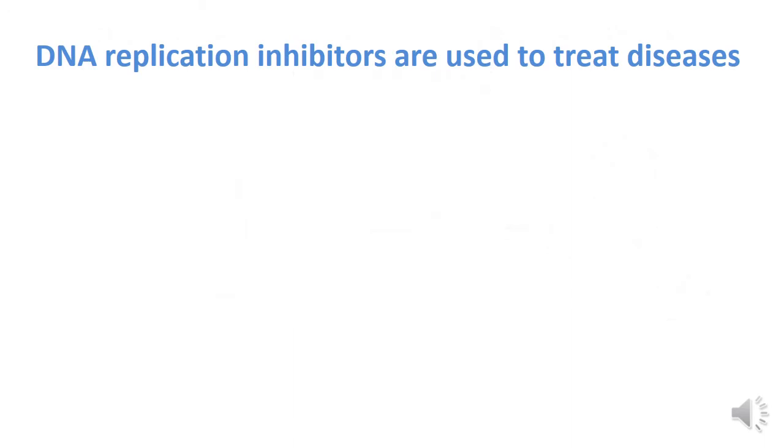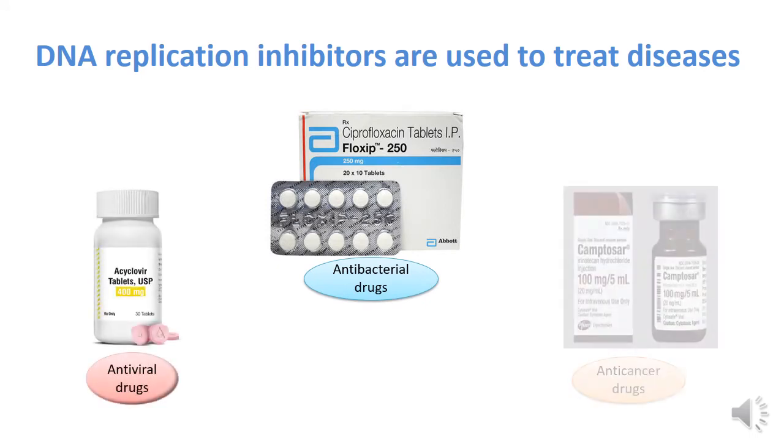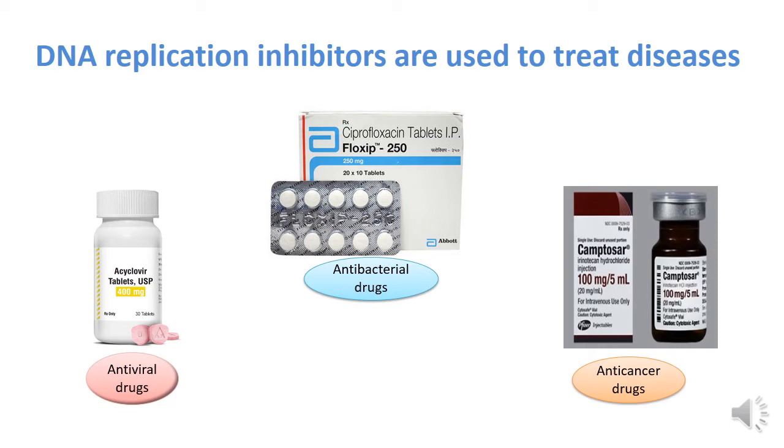Another reason for learning about DNA replication is that we can use DNA replication inhibitors to treat certain diseases. When DNA replication is inhibited, subsequent cell divisions and the growth of the organisms also can be inhibited. We can use DNA replication inhibitors as antibacterial drugs, antiviral drugs, and also as anti-cancer drugs.